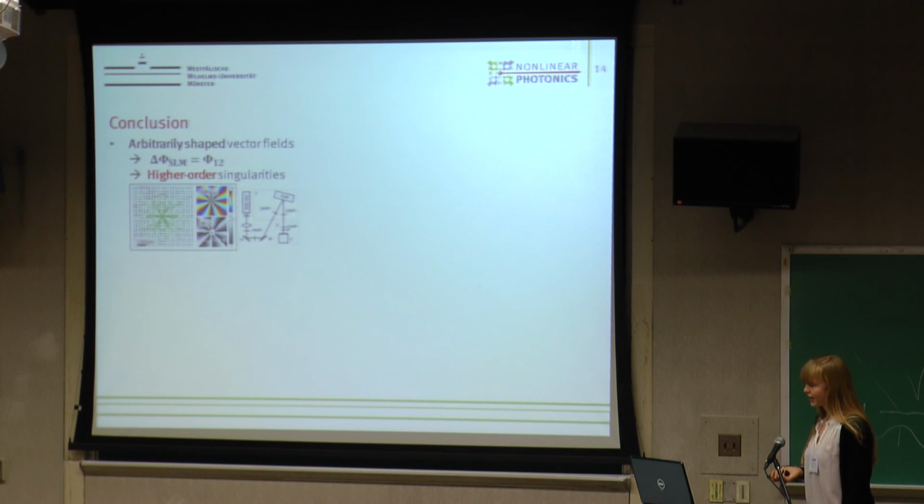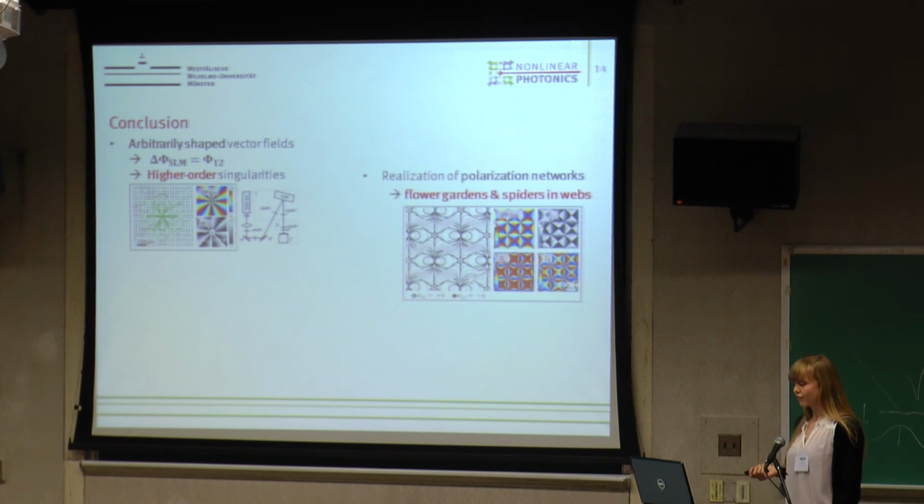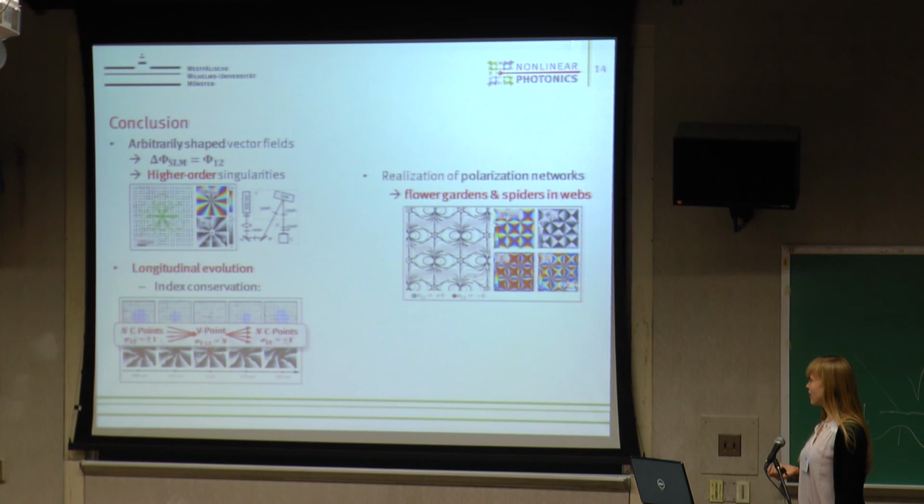Okay, so we can conclude that we can holographically modulate arbitrarily shaped vector fields. So we can generate high order singularities with high precision, and we can also choose to have complete polarization networks like our flower gardens and spider webs. And we also took a look at the longitudinal evolution, where we could see the index conservation, with n C points converting into 1 V point and then just splitting up again.